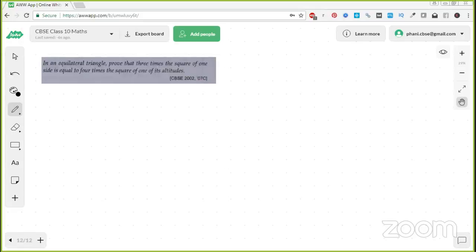In an equilateral triangle, prove that 3 times the square of one side equals 4 times the square of one of its altitudes. So this is given for an equilateral triangle: prove that 3 times the square of its one side is 4 times the square of one of its altitudes. So we will draw an equilateral triangle. We'll draw one of its altitudes.